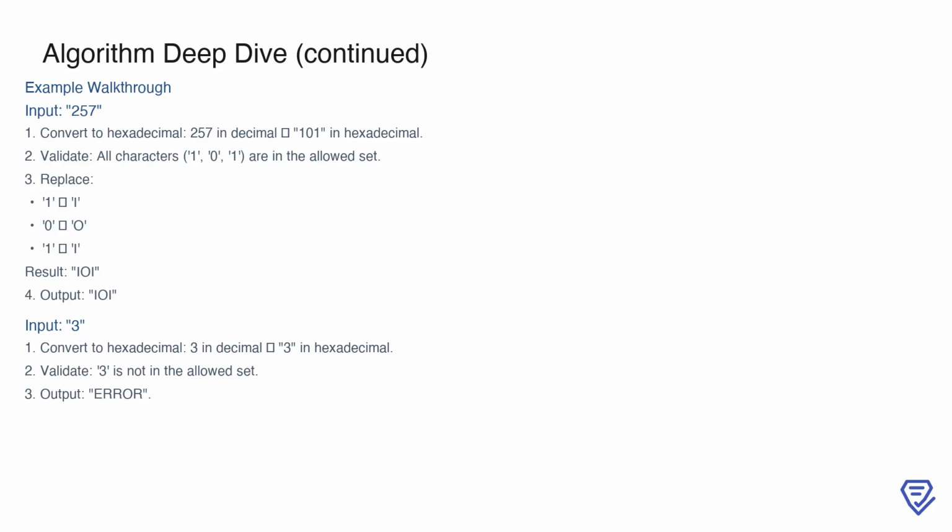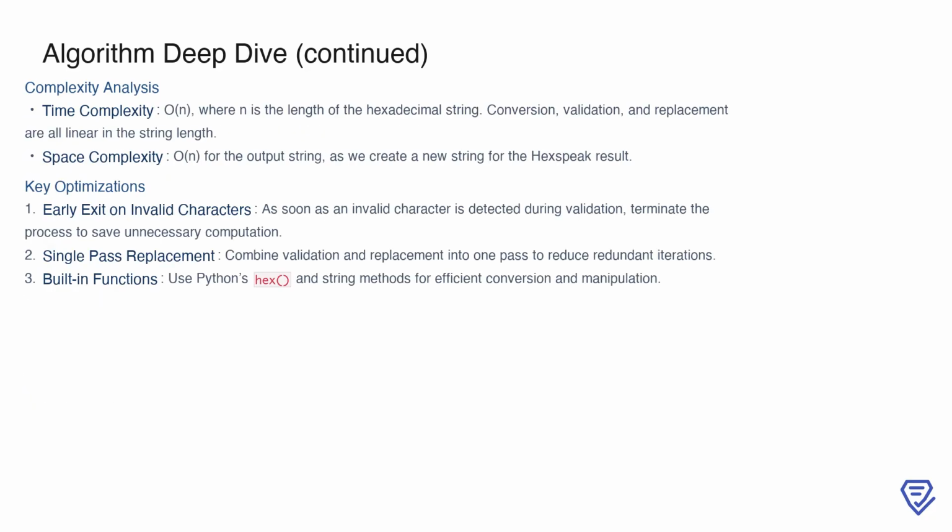Now, take the input 3. Converting it to hexadecimal gives 3, but 3 is not in the allowed set of Hexspeak characters. As a result, the string is deemed invalid, and we return "error" for this input. These examples highlight the straightforward nature of the algorithm while emphasizing the importance of validation in determining whether a string qualifies as Hexspeak. To conclude, let's analyze the complexity of the solution.